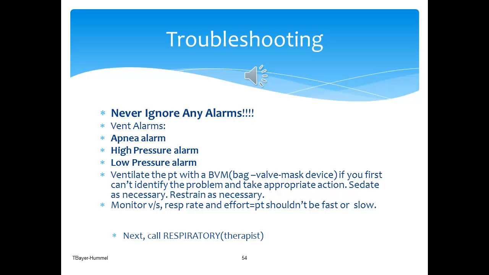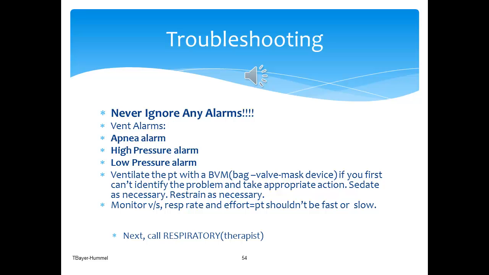Troubleshooting. Never ignore any alarms. Important vent alarms include apnea, high pressure, and low pressure. We will discuss how to intervene for these specific alarms a little bit further on in the presentation. However, it is important to mention if the patient is not being ventilated appropriately by the ventilator, and this can happen, machines do fail. Patients do develop mucus plugs in which they can't be ventilated appropriately.